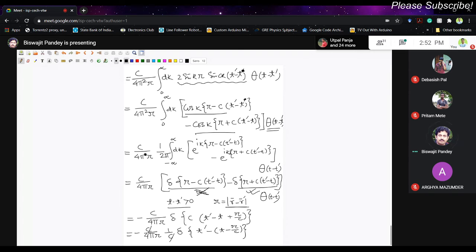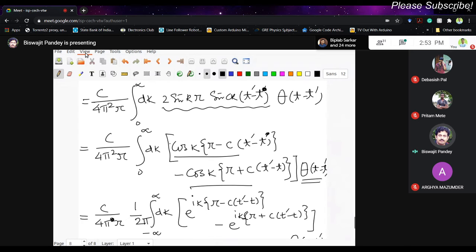So the Green's function for this problem comes out to be equal to minus 1 by 4 pi r, where r is the mod of the distance vector, times delta of t prime minus t minus r by c. So this is the Green's function in our problem. Remember, there was another scheme for choosing the contour, and that will lead you to another value for the Green's function. So let us write down both of them.